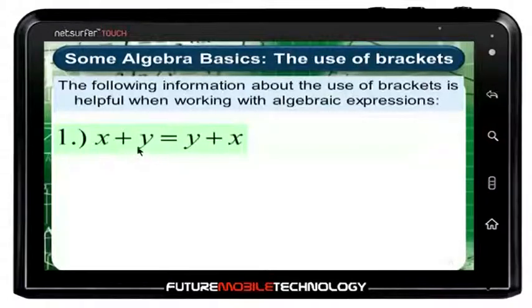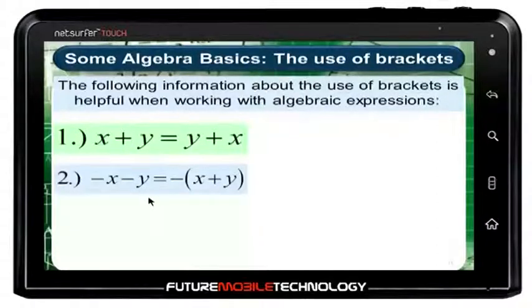Let us consider this particular expression, x plus y. This is whether x or y represents a real variable or a real number. We may swap the order, because the commutative law for addition applies. Secondly, if we have the expression minus x minus y, in other words, both terms of this particular binomial have a negative in front, we may take this as a common factor, minus 1. We saw this in the first video on basic algebra, and we have left in brackets the expression x plus y. So we may take the negative as a common factor.